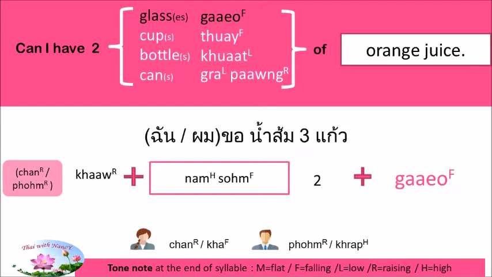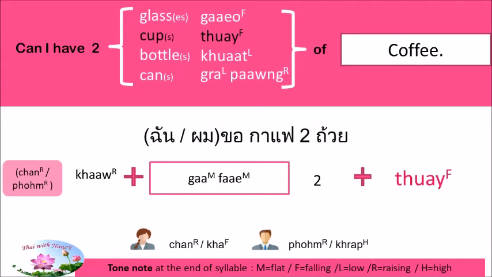Can I have two glasses of orange juice? ฉันขอน้ำส้ม 2 แก้ว. Can I have two cups of coffee? ฉันขอกาแฟ 2 ถ้วย.